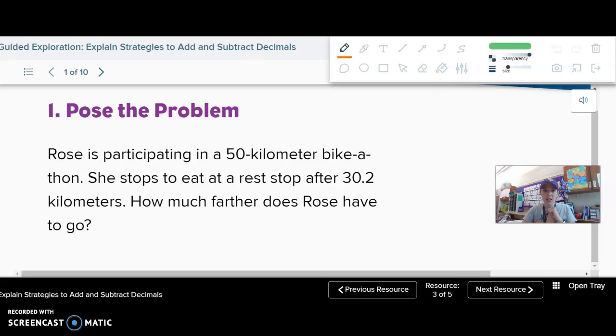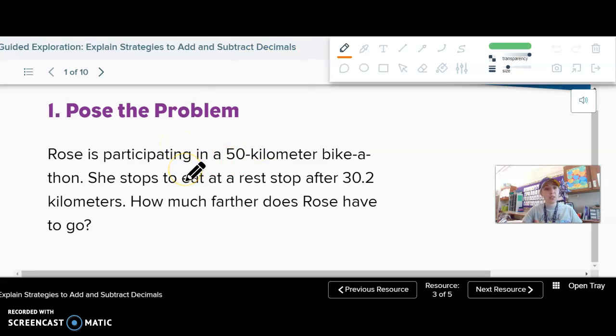All right, last lesson of Unit 4 before review and the test. You made it. You're almost there. So this is all about explaining strategies to add and subtract decimals. So sort of bringing it all together. I'll review a few of the strategies that we went over, show you just one more, but essentially it's just bringing it together and applying it to some word problems.